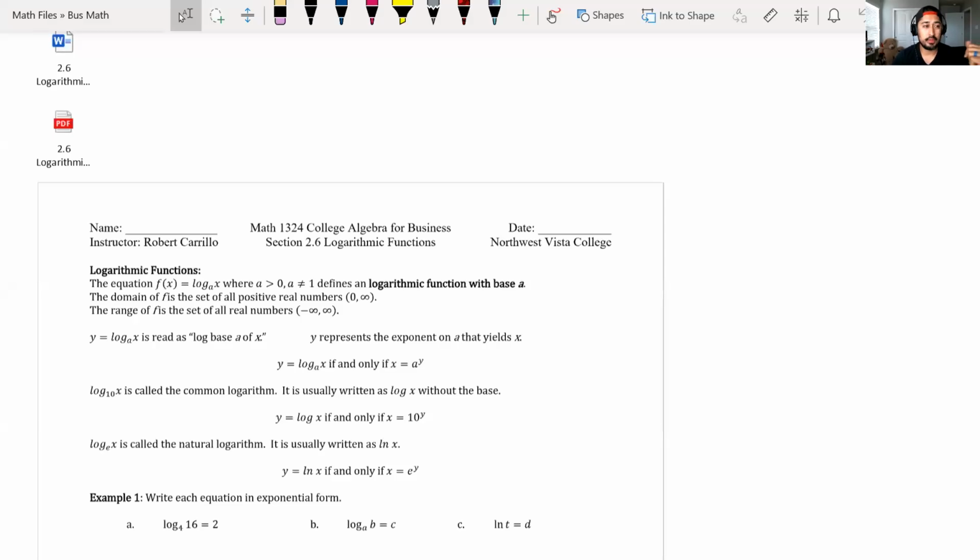Okay, welcome. This is 2.6 logarithmic functions. So in 2.5, we learned about exponential functions. Well, exponential functions have something called an inverse function, and that inverse function is called the logarithmic function.